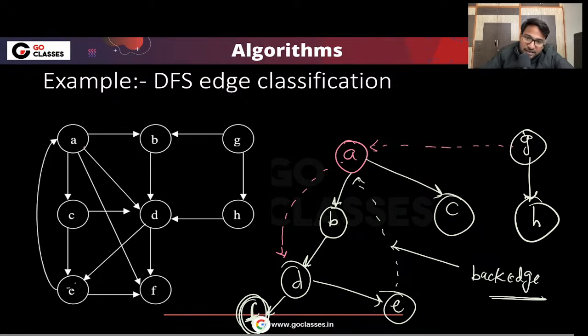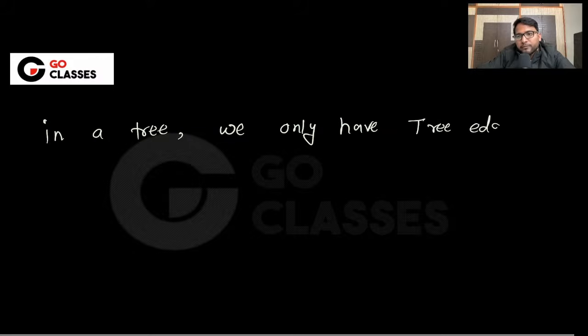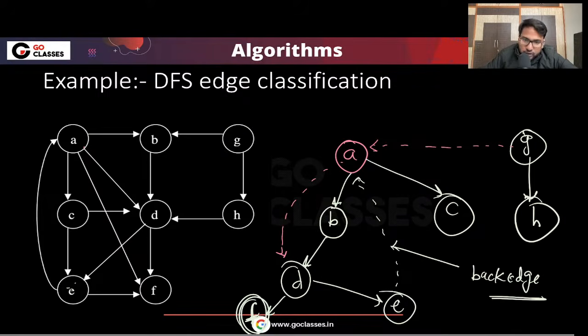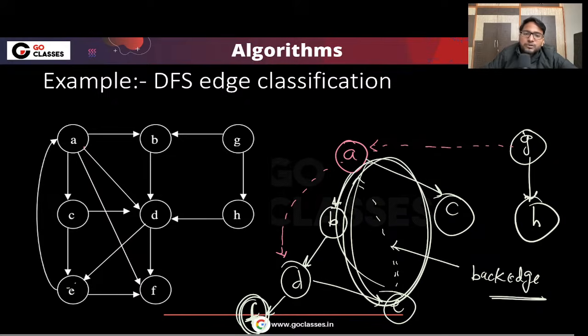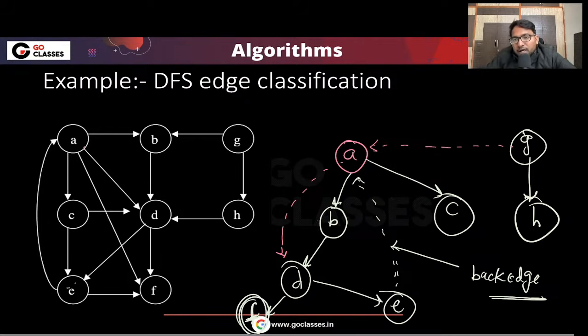Back edge means, in a tree, we only have tree edges, right? Now, if you try to complete this tree, that's the reason I'm making the dots. Whatever edge is going from a descendant to an ancestor is called the back edge.